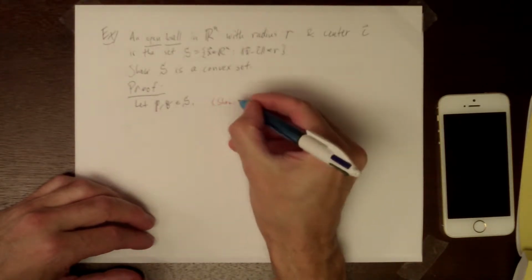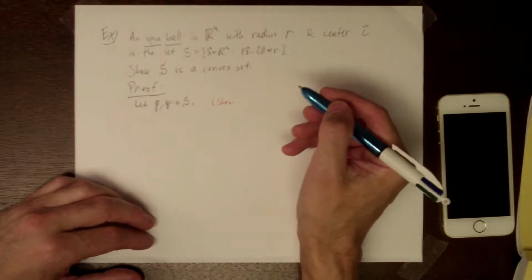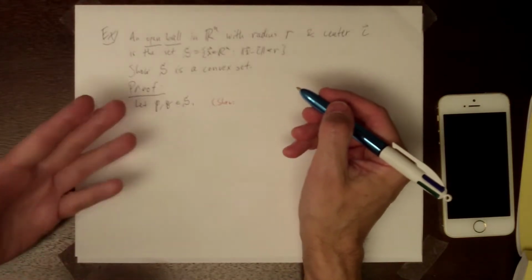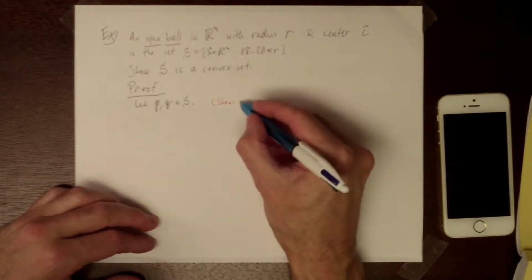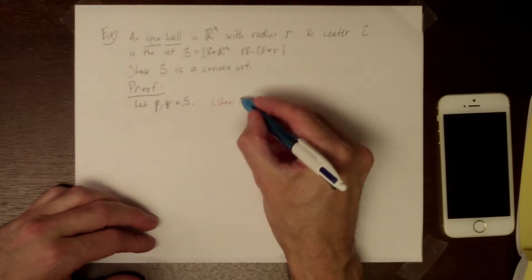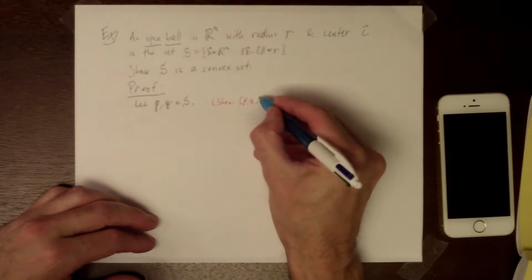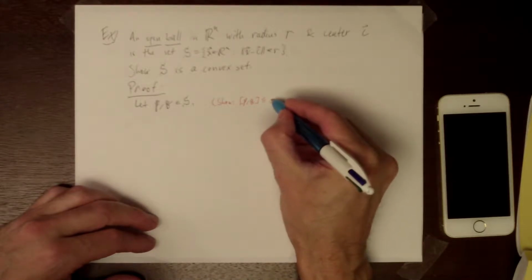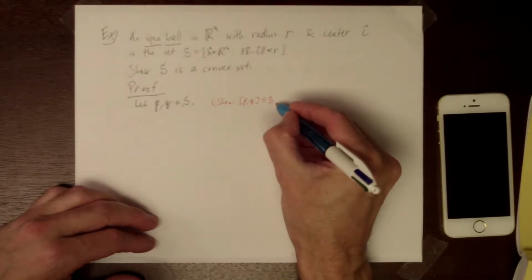Now we need to show, what I'm writing in red is not something you'd normally put in the proof. However, for expository purposes, I'm putting this down. What we have to do is show that PQ is a subset then of S.